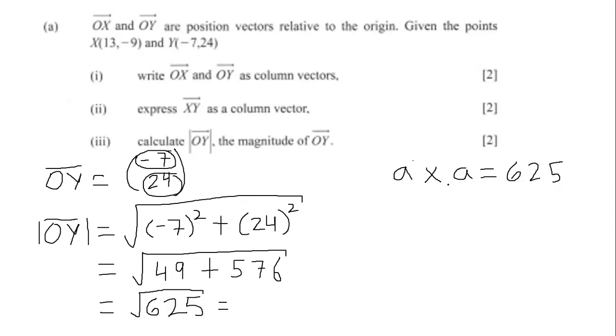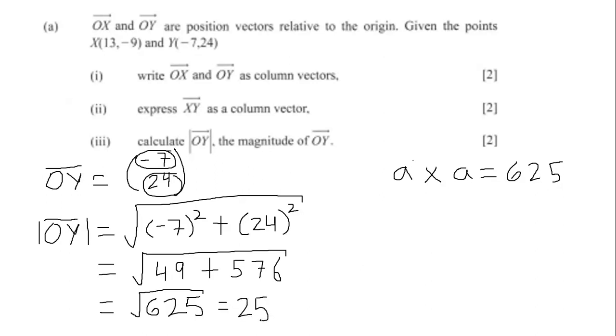Now, clearly, certain numbers aren't going to work. We can't say 2, because 2 times 2 is 4, and it's not 625. If A is 3, 3 times 3 is 9. 4 times 4 is 16. So what number is it, that when I multiply it by itself, gives me 625? Now the number is actually 25.